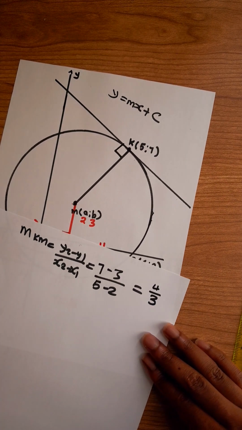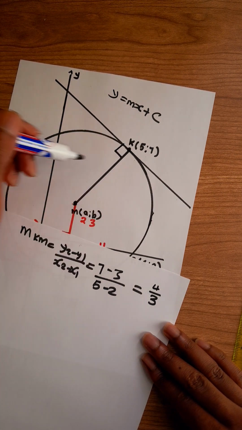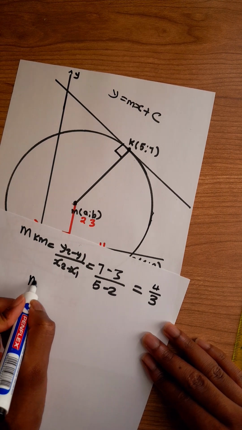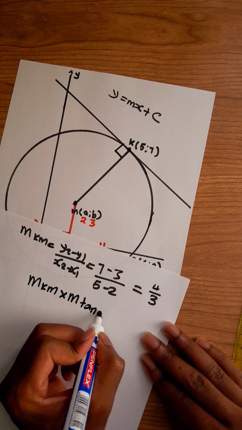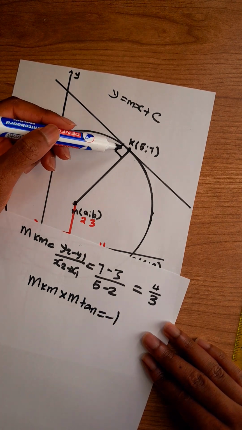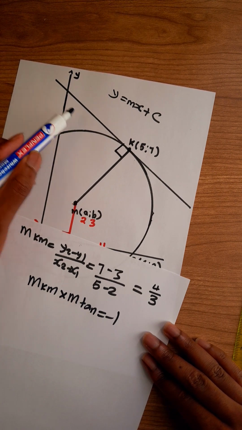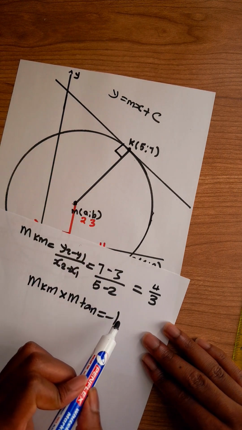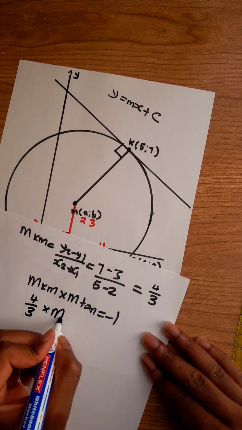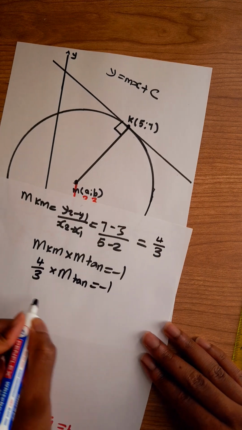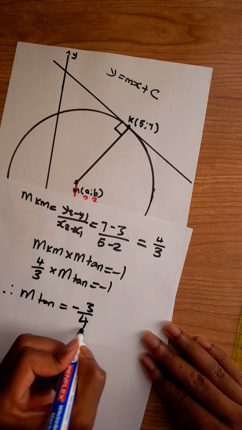Guys, there's a law that says if a line is perpendicular to another line, the gradient of KM multiplied by the gradient of the tangent is going to equal -1. Because we have a 90 degree angle here, if we multiply the gradient of KM with the gradient of the tangent, it is going to give us -1. So since the gradient of KM is 4 divided by 3, we want to find the gradient of the tangent. We know it's going to give us -1. Therefore, the gradient of the tangent is going to be -3 divided by 4.